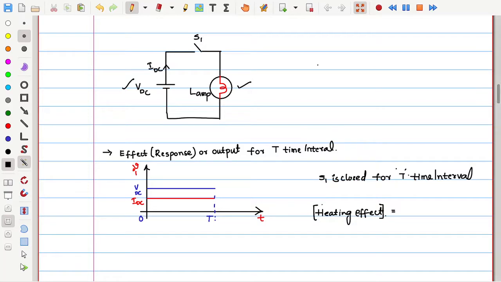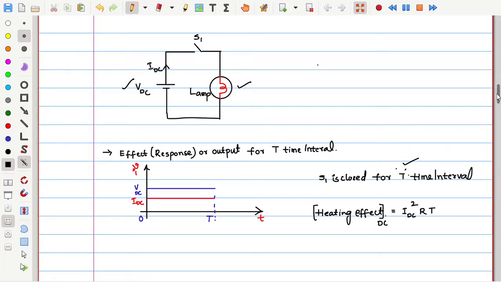Let me put inside the bracket, due to DC, is equal to how much is the current passing through the bulb? IDC square into what will be the resistance of this lamp? Some resistance, let us say R. How much duration we are allowing this to happen is T interval. So into T. Generally, heating effect is equivalent to energy. Energy is power into time. See, power is I square R, so into T is the energy. Clear? So heating effect is indirectly the energy absorbed by this lamp for a time interval of T. This is with respect to DC.